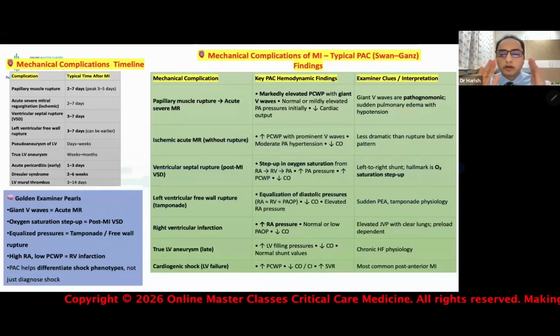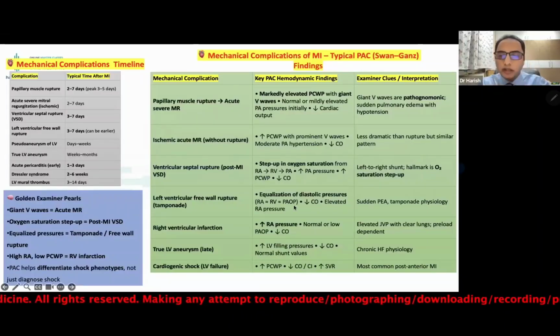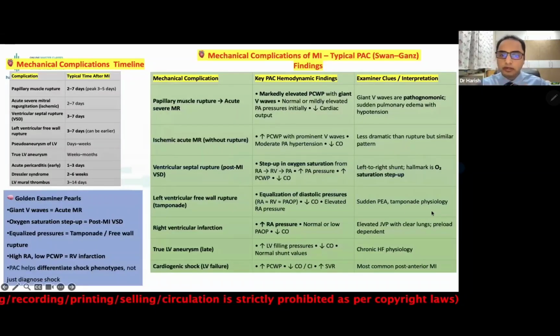So right atrial pressure, right ventricular end diastolic pressure, and pulmonary artery occlusion pressure. So there is a decrease in cardiac output, and elevated right atrial pressure. If you have done an echo, it shows diastolic collapse of the RA and RV. Okay. So there is a sudden pulseless electrical activity. Because of the tamponade physiology, the patient can have this.